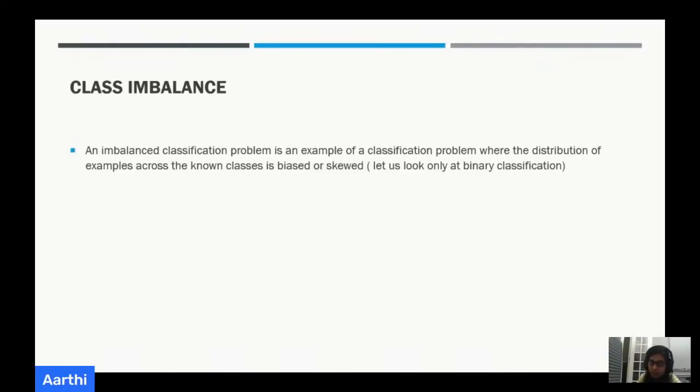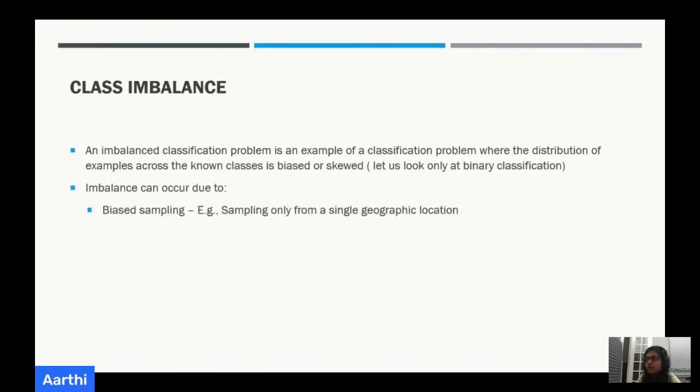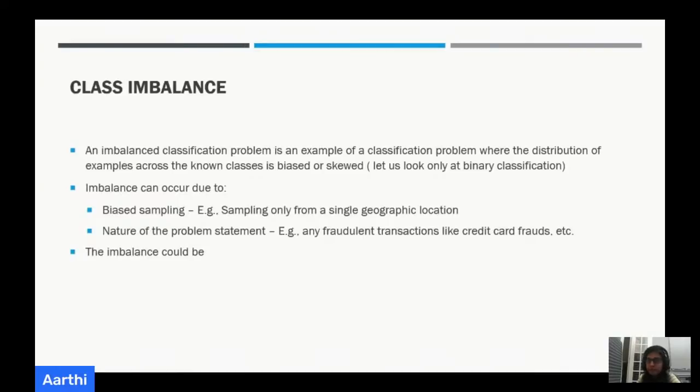Sometimes that might not be the case. Why? Because the nature of the problem itself could be like that. Imbalance can occur due to biased sampling, for example if we have sampled a lot from a single geographic location, or due to the nature of the problem statement, like credit card fraud. Like we saw in our data set, it could be anywhere between 1% to 5%. The imbalance could also be slight, like the gender distribution in a country, which is some 55% to 45%.